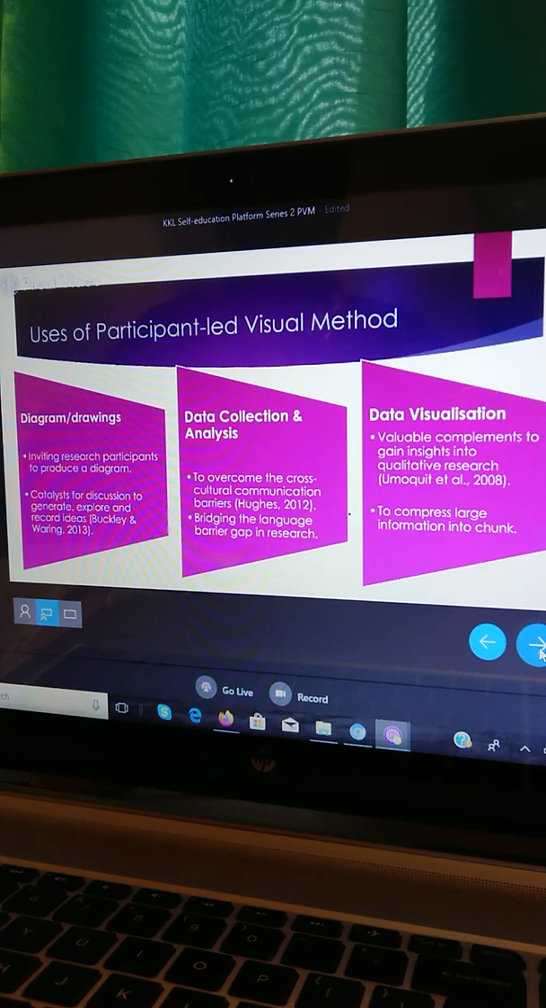Third element is the data visualization. As I said, it is one aspect that is valuable and complementary to gain insights into qualitative research, especially within entrepreneurship settings, because there's this gap, which I will still cover in the next slide as well, that it is rarely used in entrepreneurship research outlets. So in terms of data visualization, as I said, it will help you to compress large information into chunks.